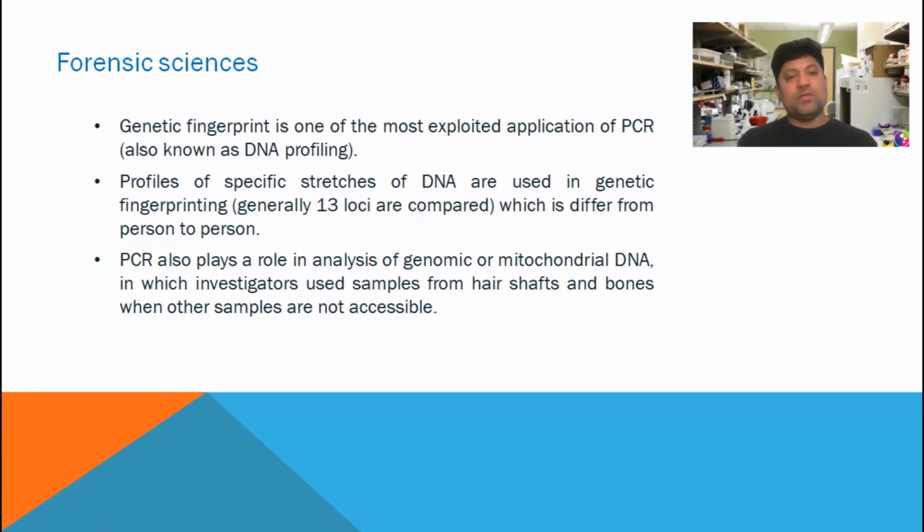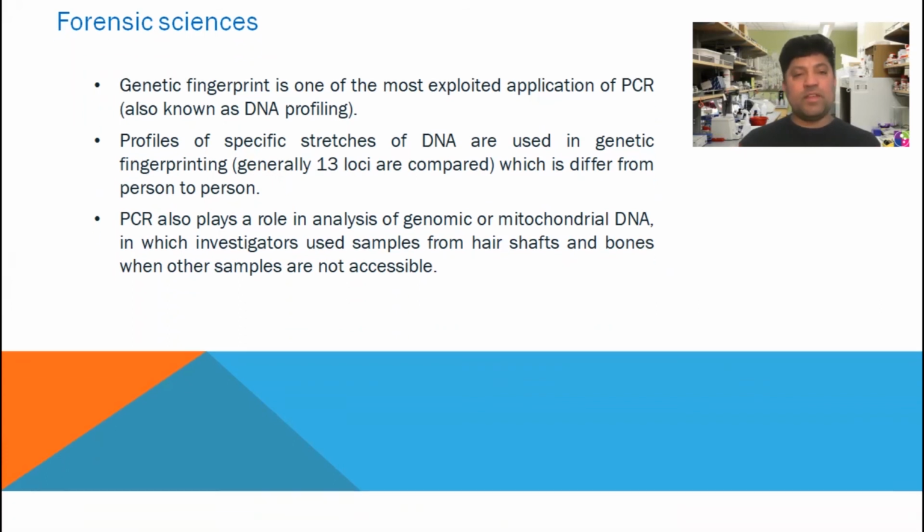Okay, well, in forensic purpose, PCR used for genetic fingerprint is one of the most exploiting application of the PCR known as DNA profiling. Profiles of the specific stretch of DNA are used in genetic fingerprinting. Generally, 13 loci are compared, which is differ from person to person. Okay, PCR also play a vital role in analysis of genomic and mitochondrial DNA analysis, in which investigation use samples for hair, shaft, and bones when other samples are not accessible or available.